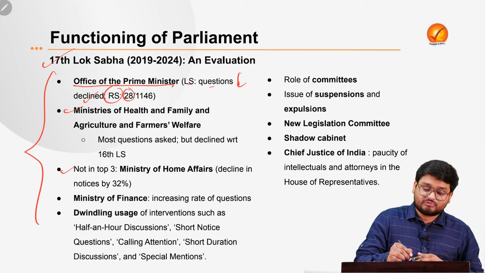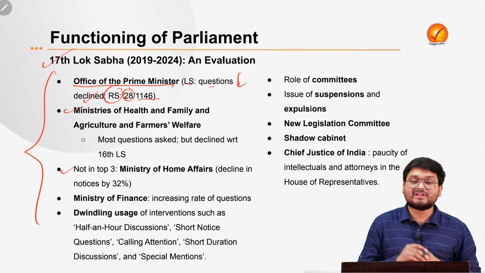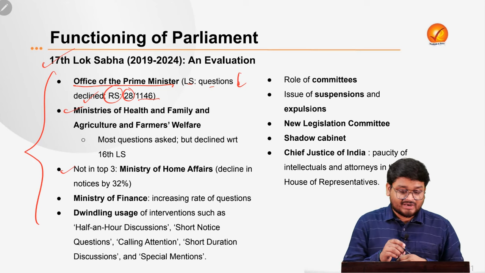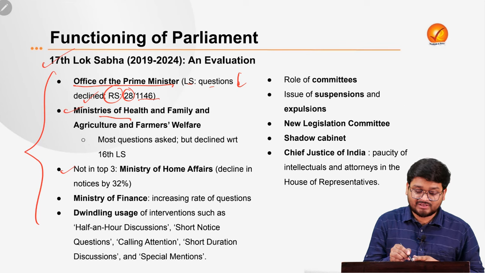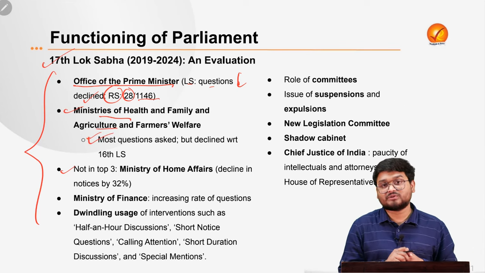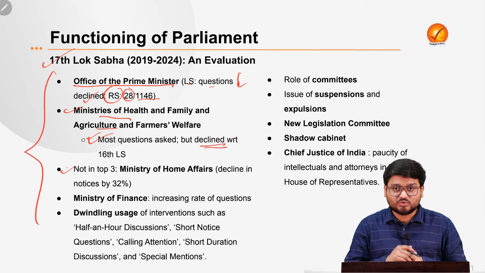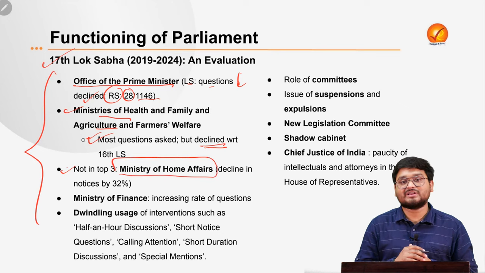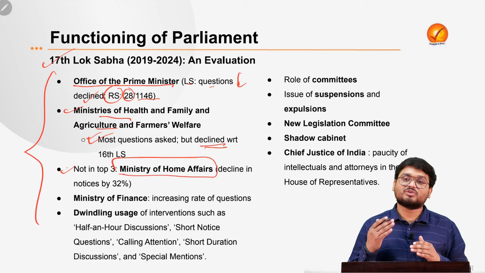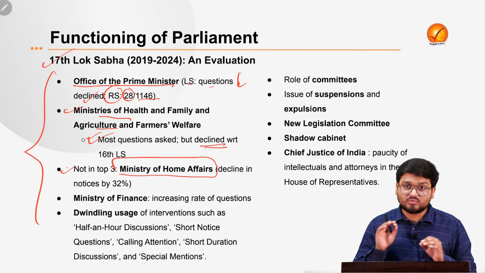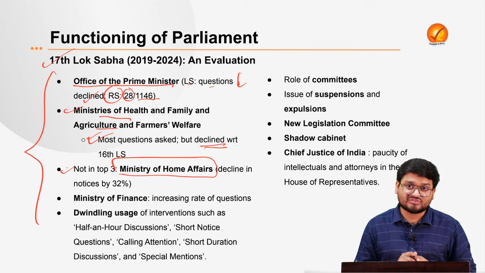In the Rajya Sabha, only 28 questions have been answered out of around 1100 questions. Next, with reference to the ministries of health and agriculture, most of the questions were asked with respect to these ministries, but the questions are also declining over a period of time. It is very surprising to note that the Ministry of Home Affairs, which is a very important ministry, is not even in the top three list of the most questioned ministries.